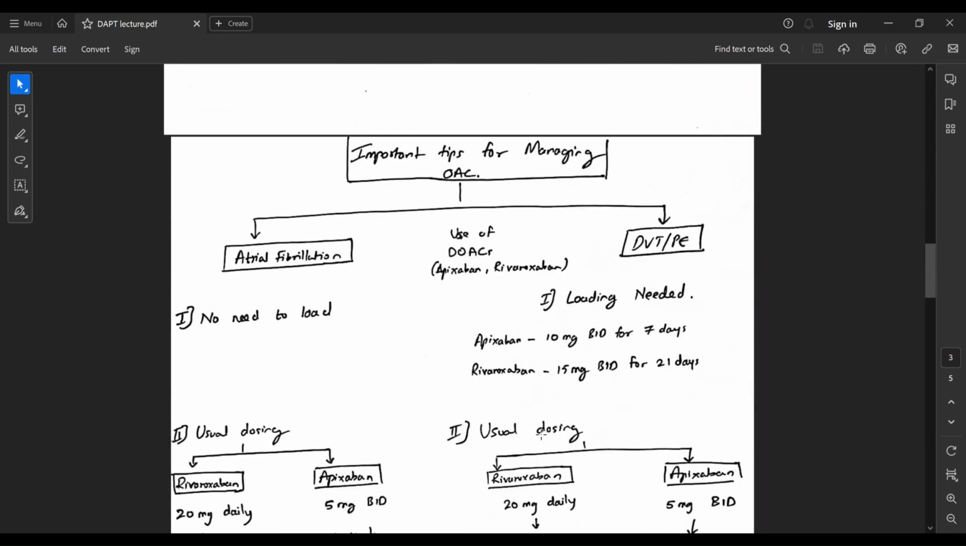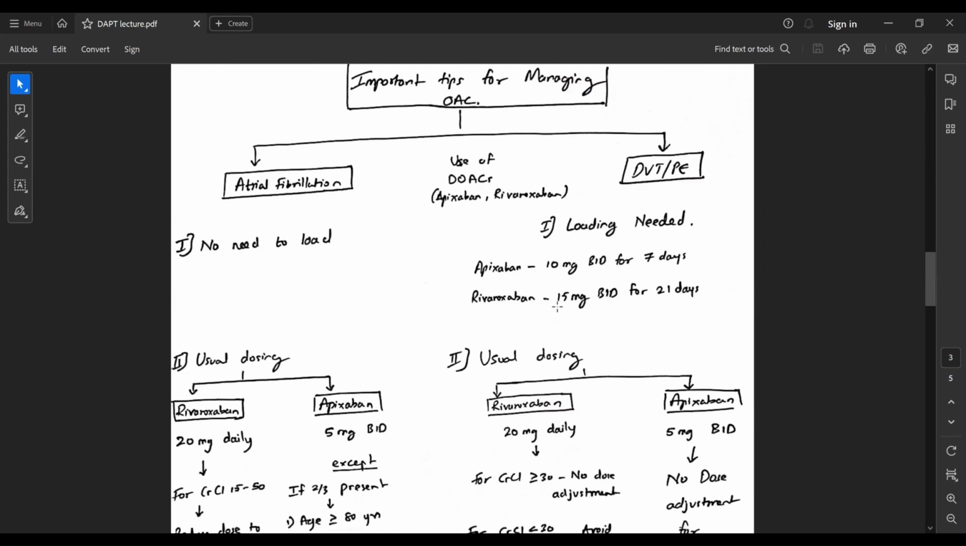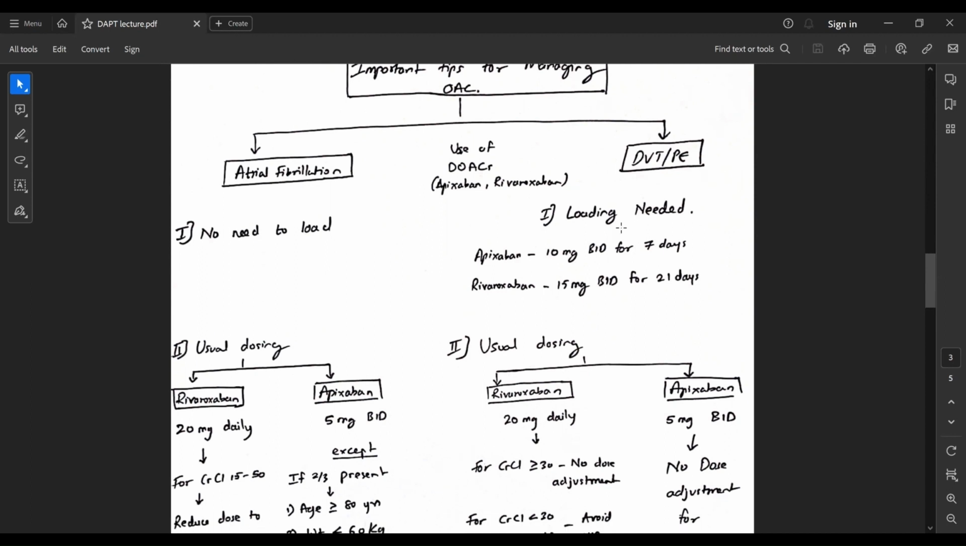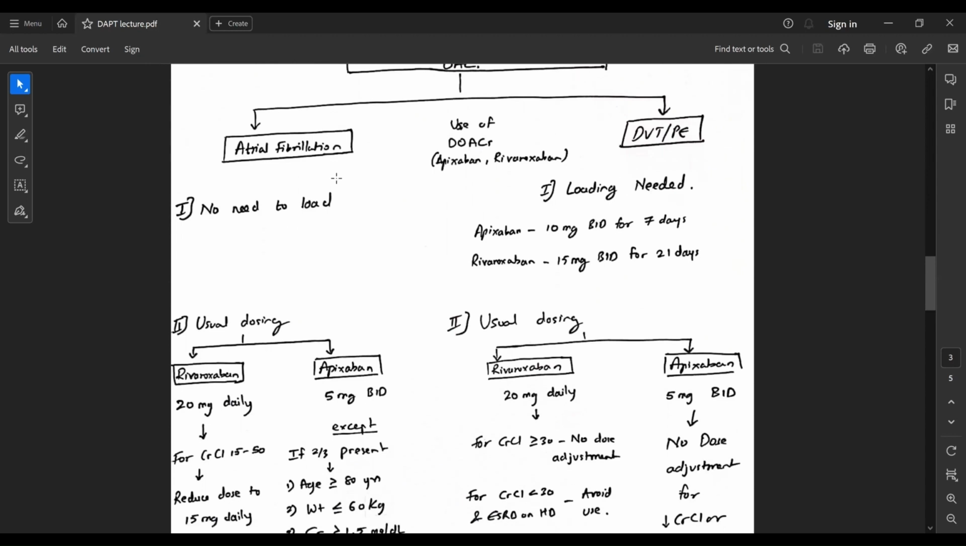Now, there are some important tips that I would like to give for oral anticoagulation. In my previous lecture, I discussed use of anticoagulation in detail for atrial fibrillation. For the purpose of this lecture, there are some important points that I want to discuss that are a common point of confusion amongst residents when we are rounding. So I'll be discussing the use of DOACs in AFib and DVT or PE. Now, an important difference between these two is that you do not need to load the patient for atrial fibrillation when it comes to apixaban and rivaroxaban, whereas when it comes to DVT and PE, a loading dose is needed.